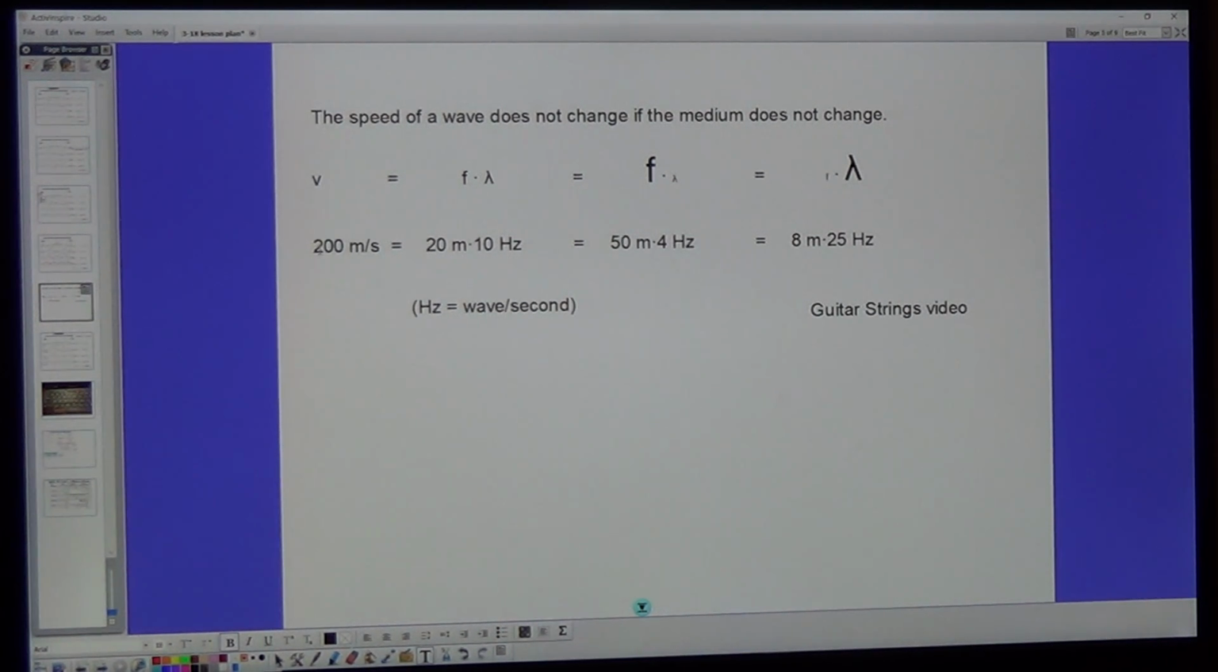To put some numbers to it, if you calculate or measure the wave speed at 200 meters per second, well, that could be 20 meters happening at 10 times per second. Remember, hertz is a wave per second. So 20 times 10 gives you 200. But if you shake it more often, you go from 20.